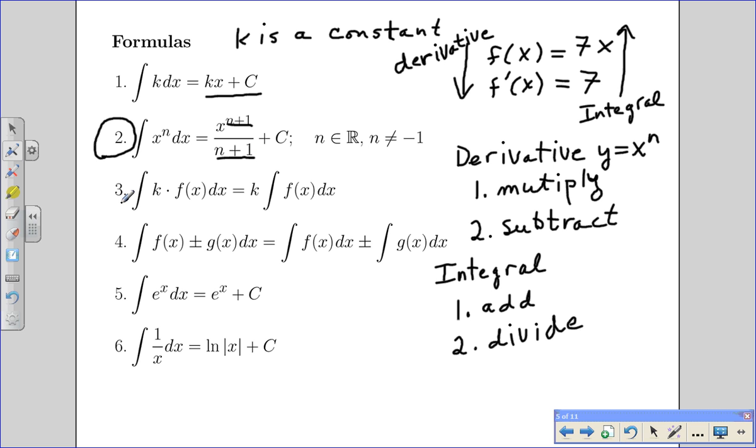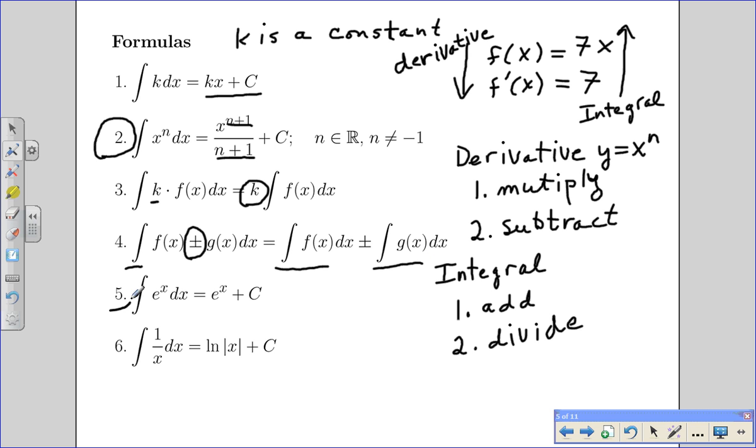Rule number 3 says that if you have a constant times a function, you can take the constant out in front of the integral. You can always move a constant out in front of an integral or back inside the integral if you need to. Integration, you can distribute over addition and subtraction. So the integral of f plus or minus g is the integral of f plus or minus the integral of g. That does not work with multiplication. If you have two functions multiplied together, you need a different rule.